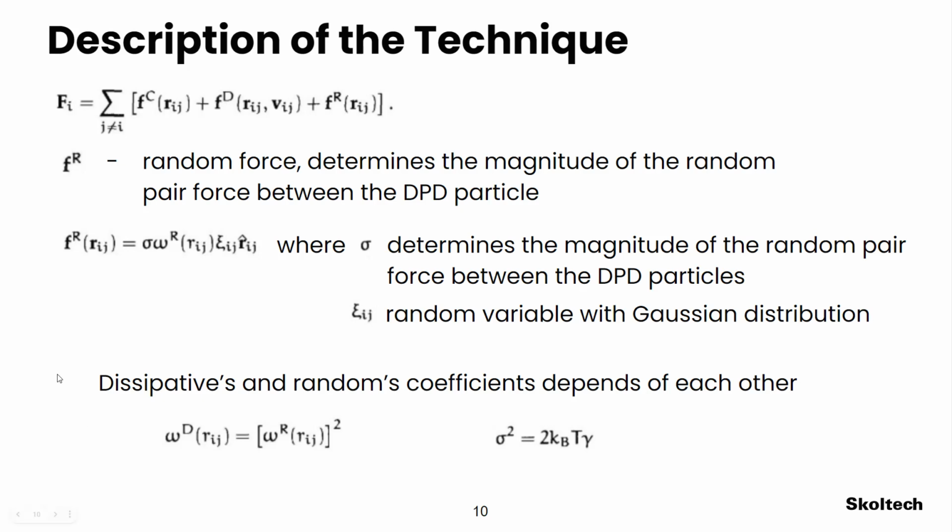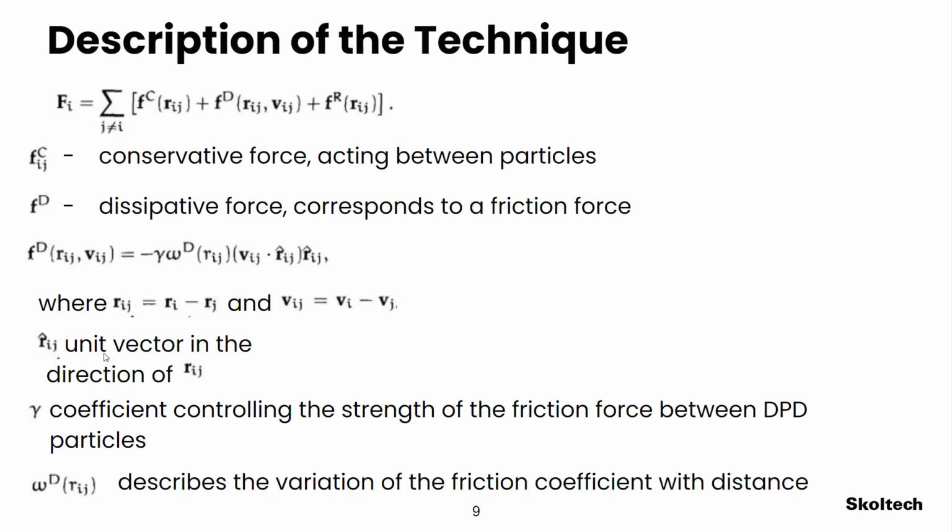And the third one is the random force, which determines the magnitude of the random pair force between the DPD particles. And here is the formula for the random force. What's important is that the dissipative and random coefficients depend on each other by these equations. These basic formulas allow us to determine the behavior of the colloidal systems.